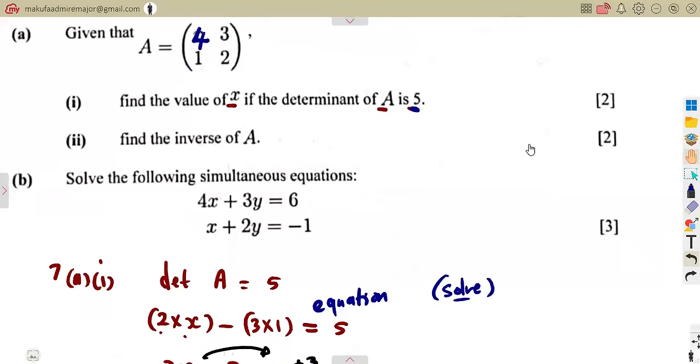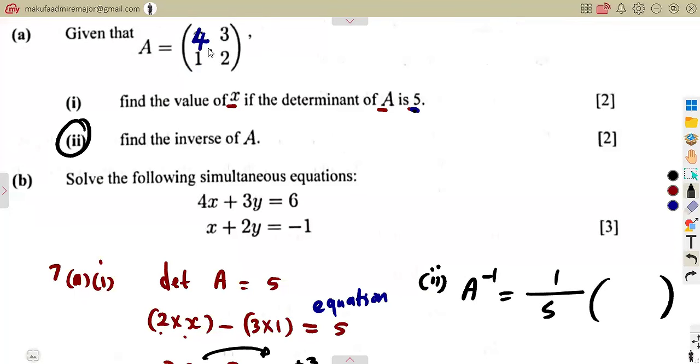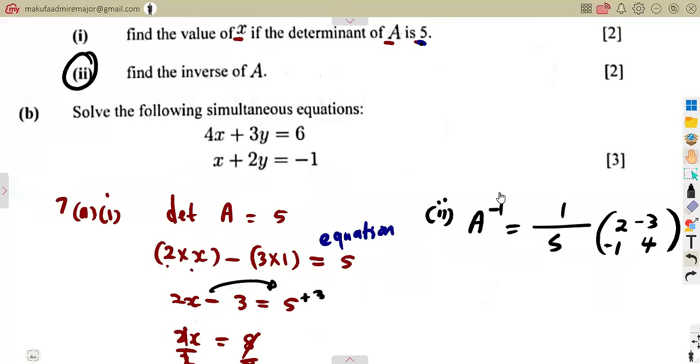After that, item 2 was to determine the inverse of A. Remember, you determine the inverse from the determinant that you obtained. So item 2 is just a continuation. Already you have the determinant. So the inverse of A is 1 over the determinant of A. Then in the major diagonal, you change the position, so that will be 2 and 4. Then the minor diagonal, you multiply by a negative, so negative times 3 is negative 3, negative times 1 is negative 1. Just like that.